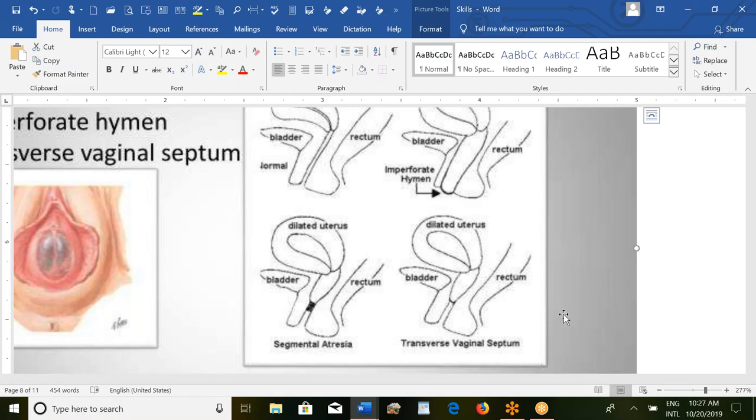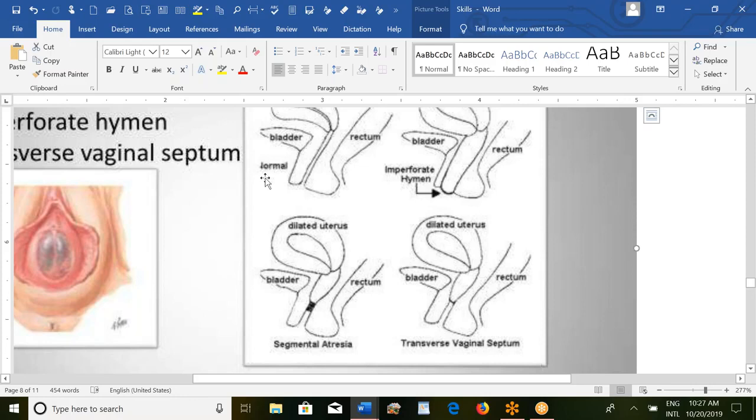So can there be any other sort of obstruction in the passage in the vagina? Yes, there can be longitudinal or transverse vaginal septums, and they can present at any age. Patients sometimes can have problems with the periods, or pain during the periods, or dyspareunia, pain during sex, and they can present at any time. Yes, that's correct.